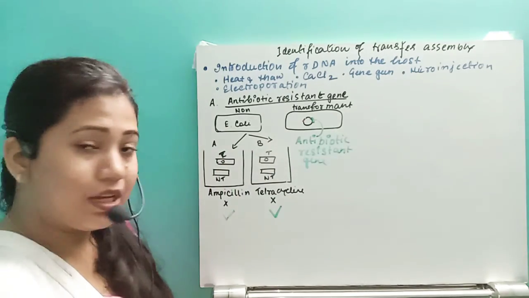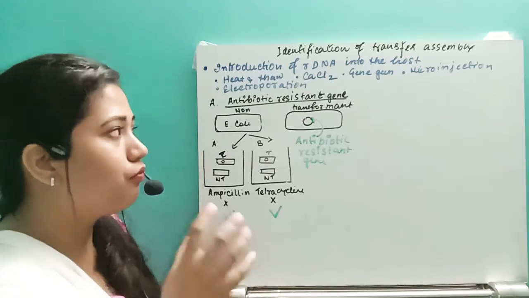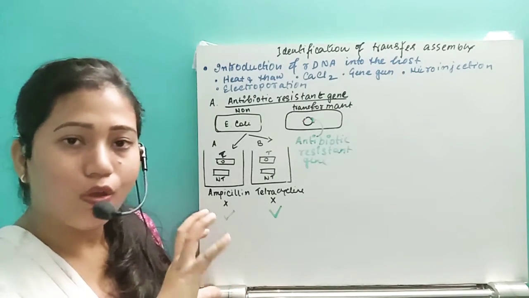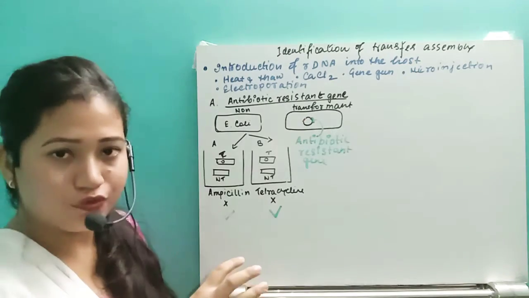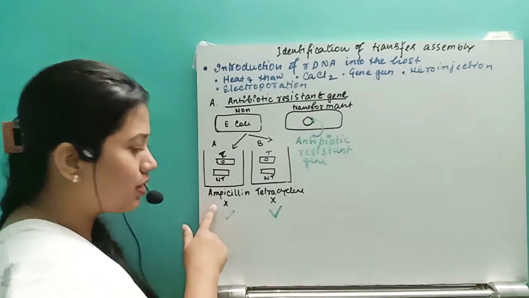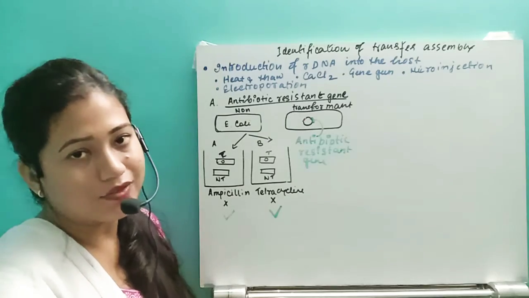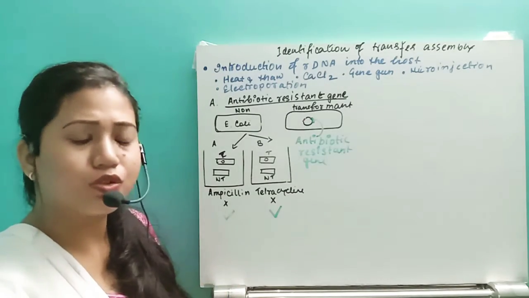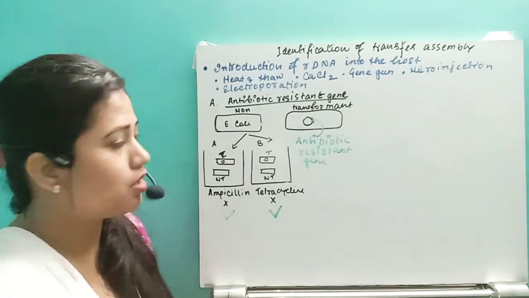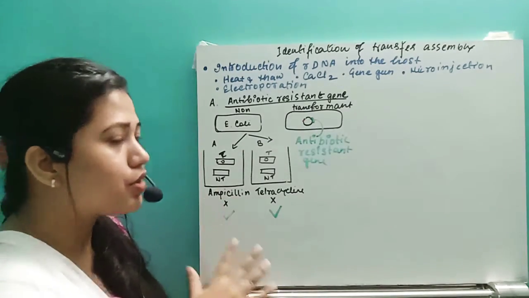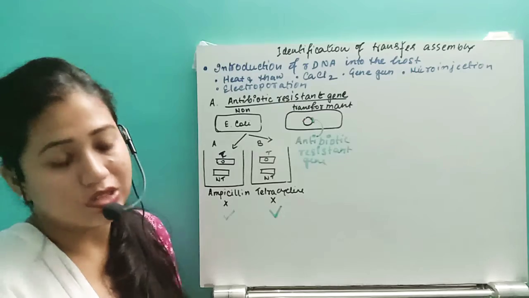Okay. Understand? That means first of all we make the rDNA enter inside the host, make the host a transformant, and allow it to survive in the ampicillin. If it survives, that means it is a transformant. If it is not surviving, then it is not a transformant, right? So this will be the first step, that is the antibiotic resistance gene.